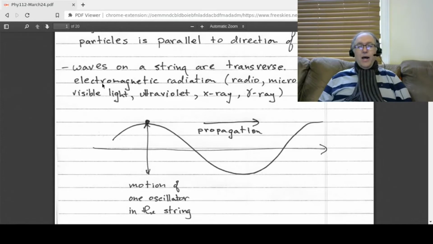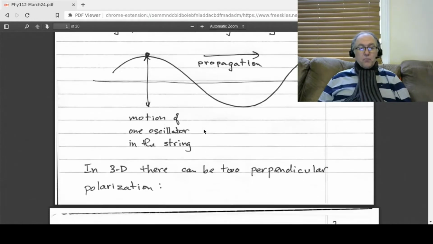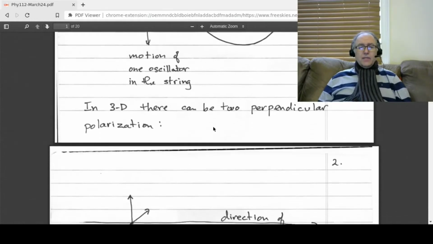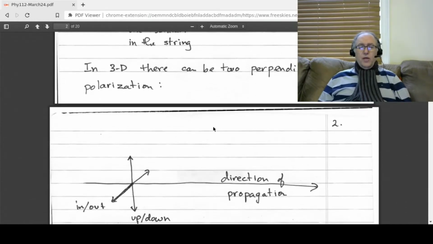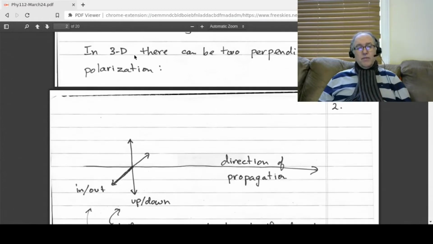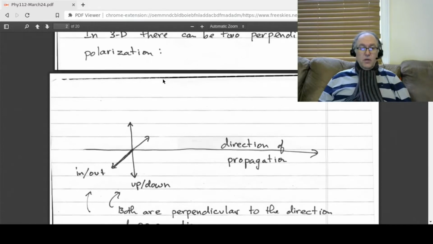Okay, now what electromagnetic waves are like, that's a little bit hard to understand. They're basically waves of electricity and magnetism, but you could still think of them as transverse waves. Okay, and this leads to this idea of polarization, and only transverse waves can be polarized. In 3D, you could actually have two perpendicular polarizations. And what does that mean?